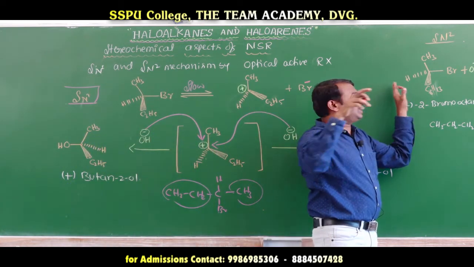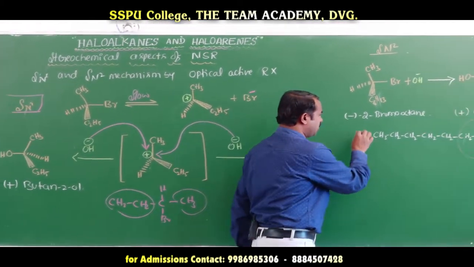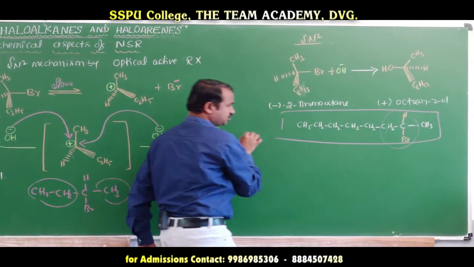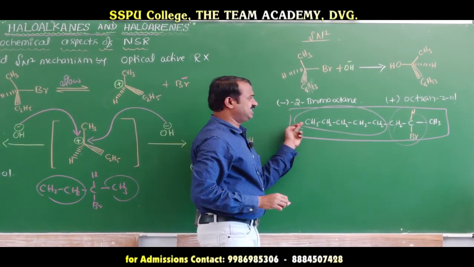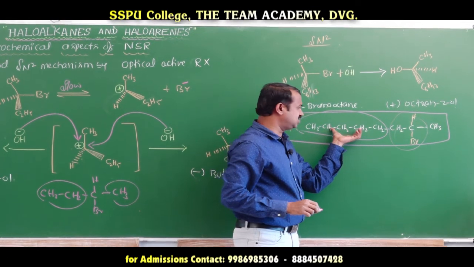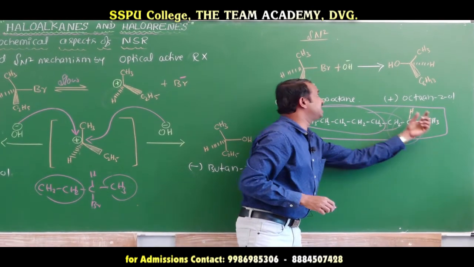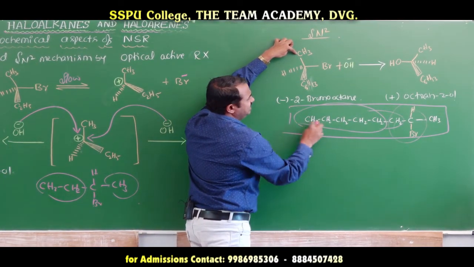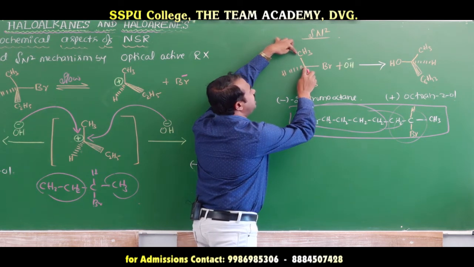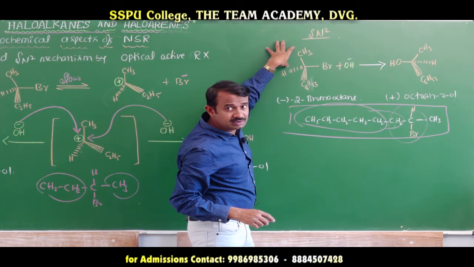In the SN2 mechanism, what will happen? I will take an eight-carbon compound, 2-bromooctane. Here it has C6H13 as one substituent, and on the other side CH3, with CHBr. This is also a chiral carbon.